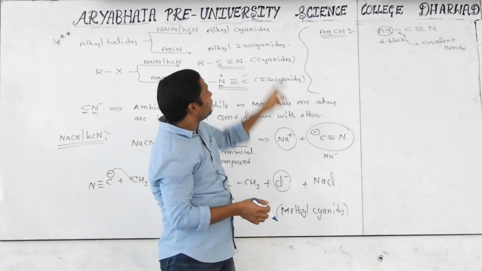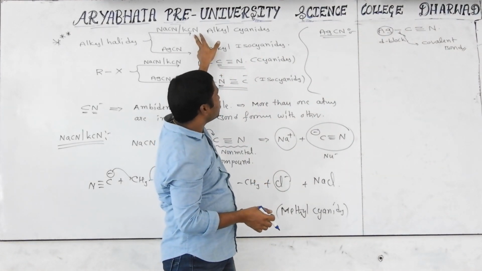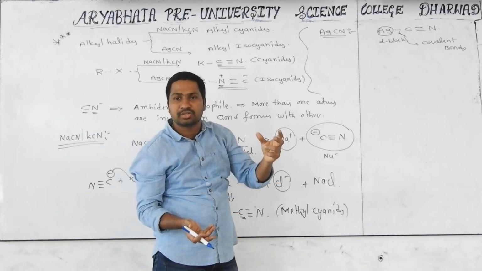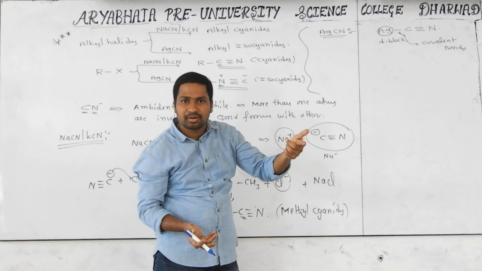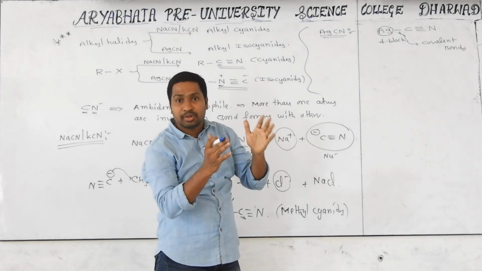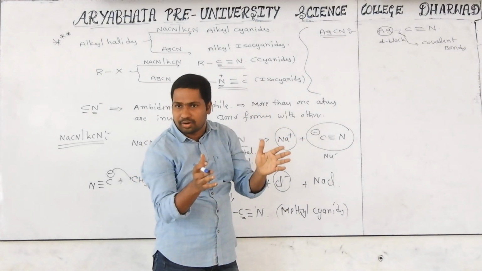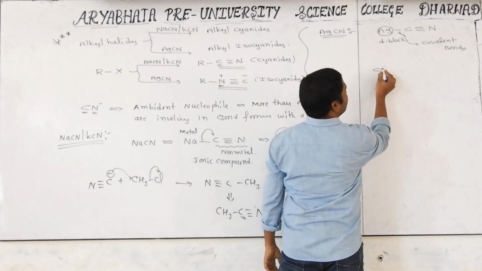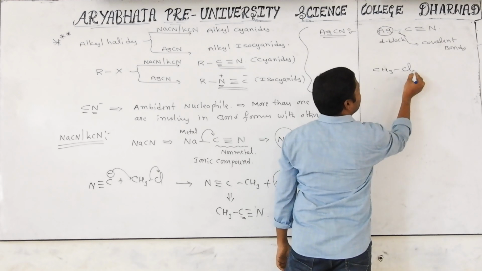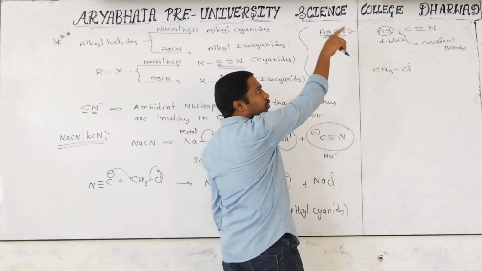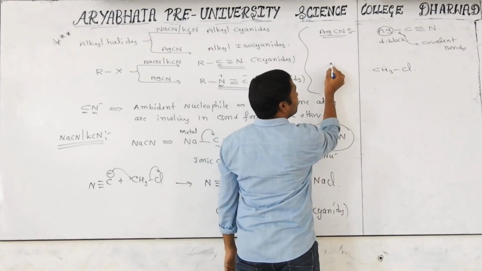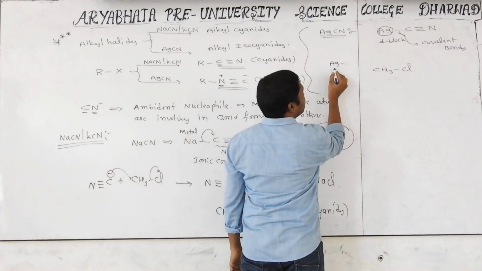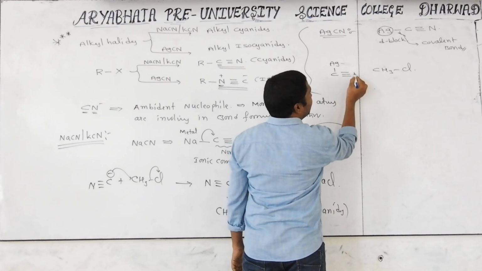What is my point? Sodium cyanide or potassium cyanide are ionic compounds, which turn into ions. But silver cyanide is not an ionic compound, because of the small size of silver, it does not donate electrons to the cyanide ion. That's why it has covalent character and should not give ions. But how is it participating in the chemical reaction? See carefully. You take CH3Cl. It is attacked by the whole molecule. What is the molecule? Ag, carbon, triple bond N.